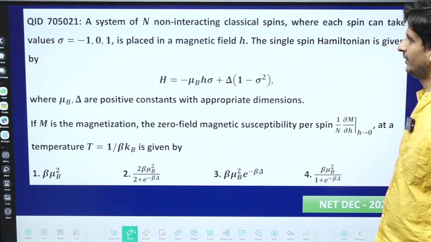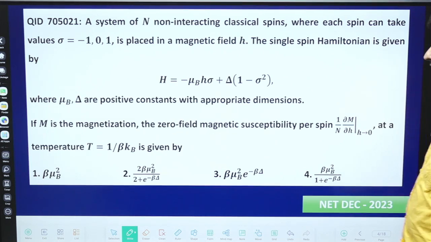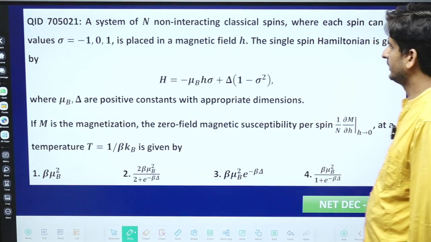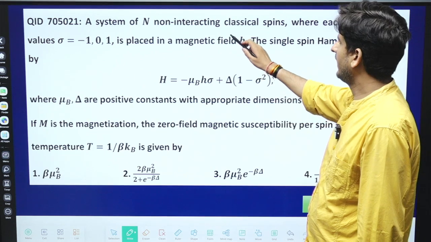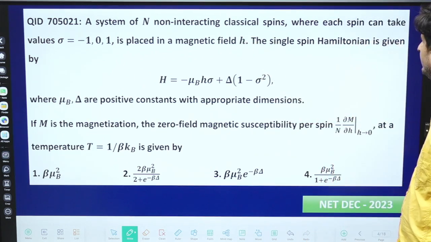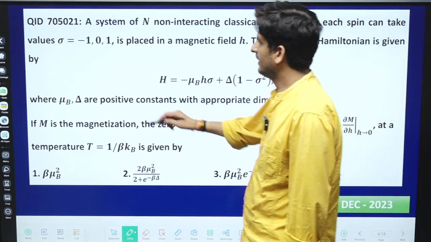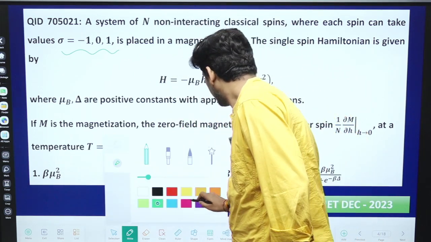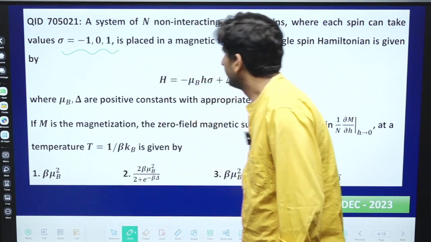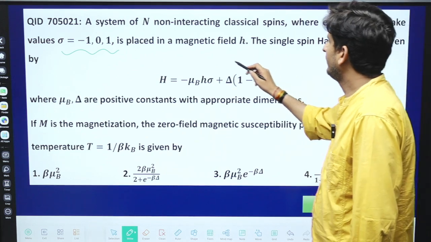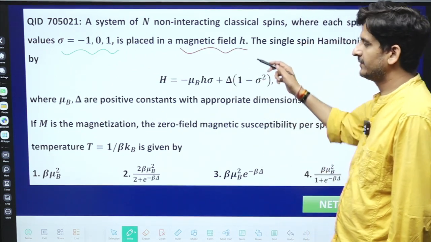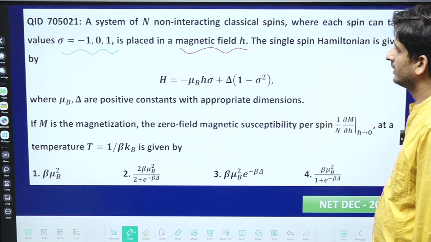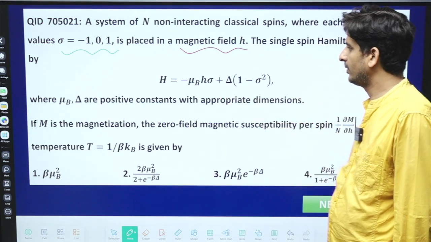This is a question from NET December 2023 on statistical mechanics. A system of N non-interacting classical spins is given, and each spin can be in one of three states. The system is placed in a magnetic field H. Sometimes we represent it by capital H. The single spin Hamiltonian is given by this.